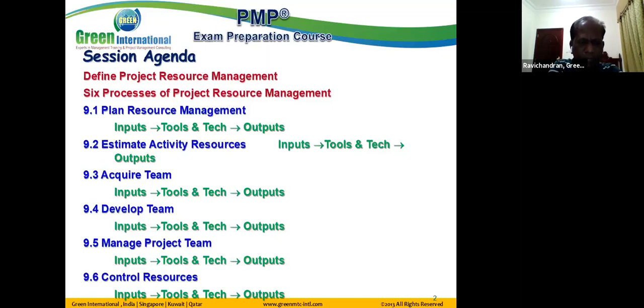Manage project team, control resources. Where we see plan resources, estimate activity resources. These two are the processes from the planning process group. Acquire project team or acquire team, develop team, manage project team, all are under the executing process group. Control resources is under the monitoring and control process group.